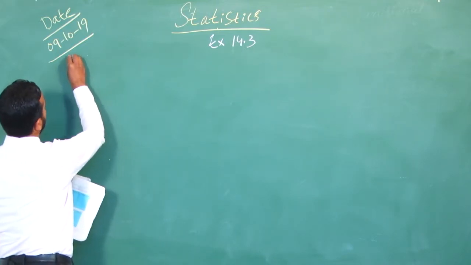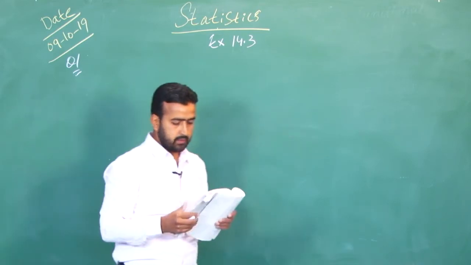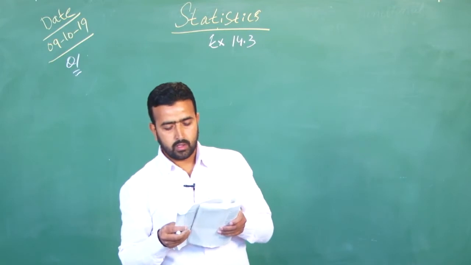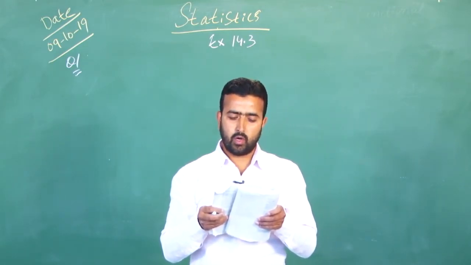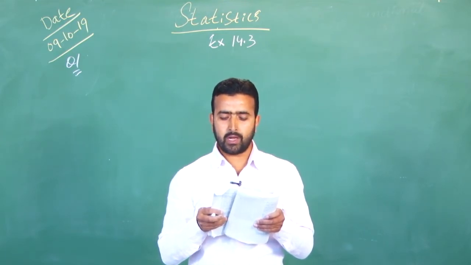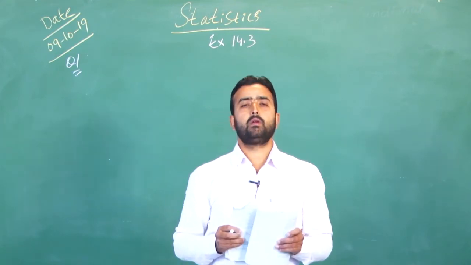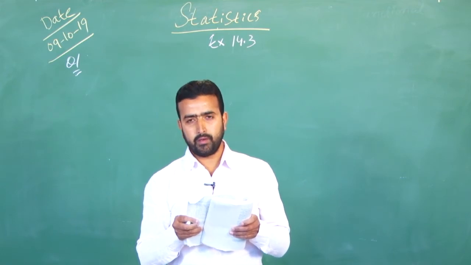Question number 1. Let us see what the data values are. The following frequency distribution gives the monthly consumption of electricity of 68 consumers of a locality. We are supposed to find the median, mean, and the mode of the data.